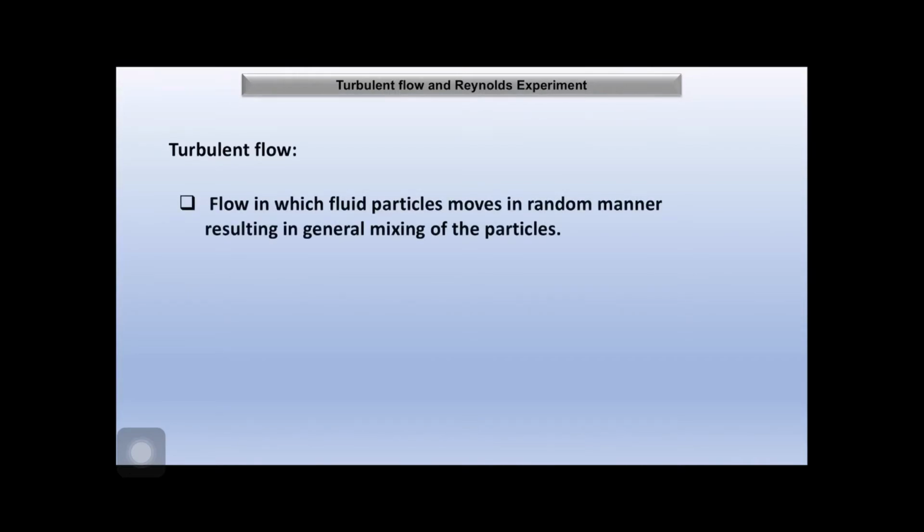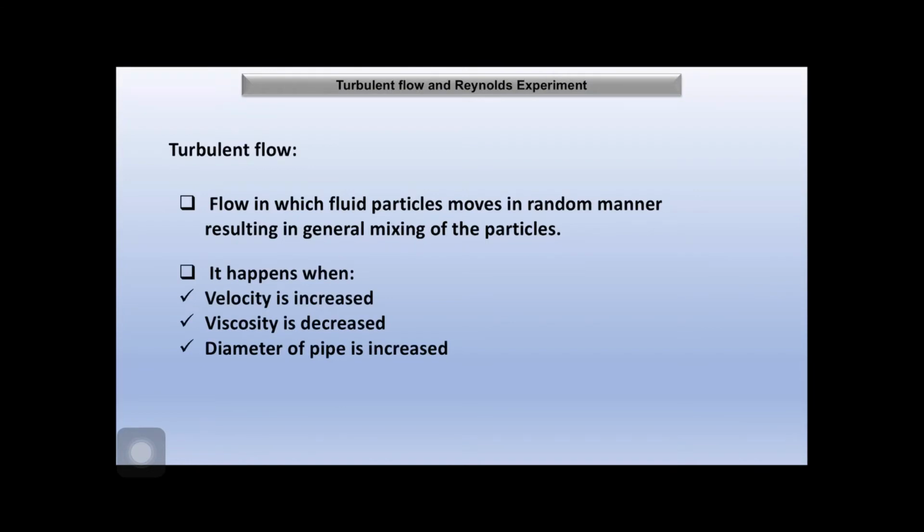Turbulent flow. Now let us see what turbulent flow is. It is defined as the flow in which the fluid particles move in a random manner, resulting in general mixing of fluid particles. Normally it happens when velocity is increased, viscosity is decreased, and the diameter of the pipe is increased. When the diameter of the pipe increases, there is more space for the fluid particles to move around, so there will be a chance of a fluid particle crossing the path of another fluid particle.